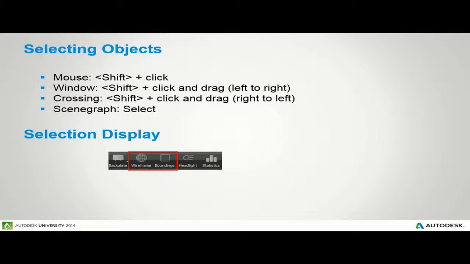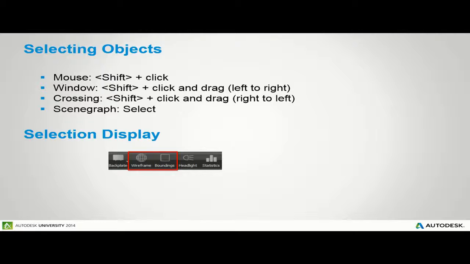And the selection display, this is in the icons bar. You have the wireframe and the boundings. This is only to display your selections in the render window. For example, you select an object and you don't have either of those two options selected. It doesn't matter, your object is still selected and all the changes that you're making are being applied onto that object. It is only a display option.